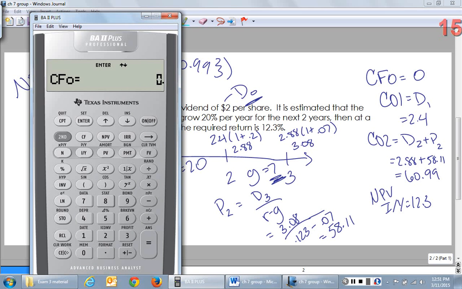Clear the worksheet. Cash flow at time period 1 is 2.4, enter. And cash flow at time period 2 is $60.99, enter. NPV, interest rate is 12.3, and compute. So $50.50 is the value of the stock.